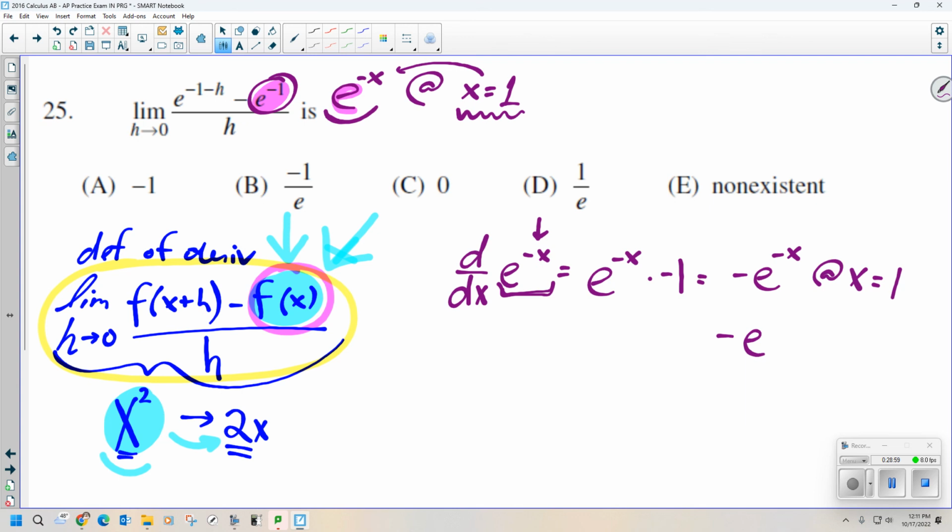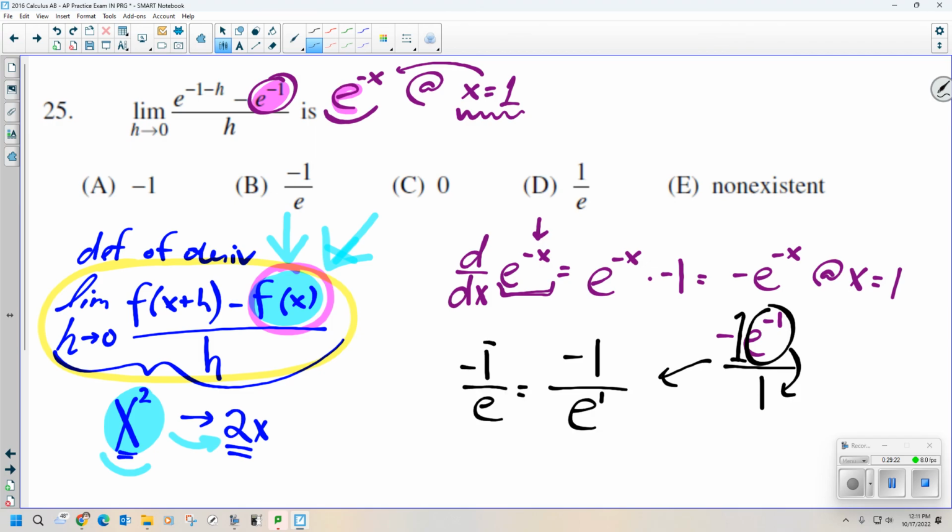So we got negative e to the negative 1. Well, anytime we have a negative exponent, we need to flip it. Let's not forget, there's still a 1 here. So I'm going to take this and flip it. So I have negative 1 on top, e, and now I have a positive 1 here. Or I can rewrite that as negative 1 over just e. And that choice is choice B.